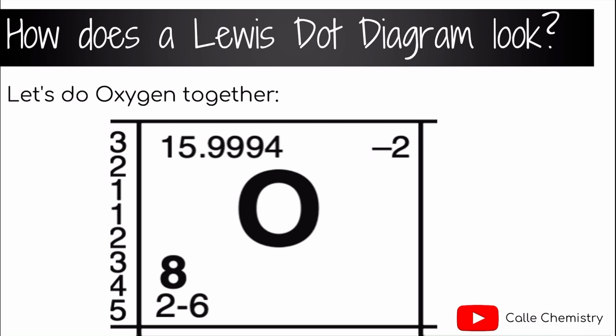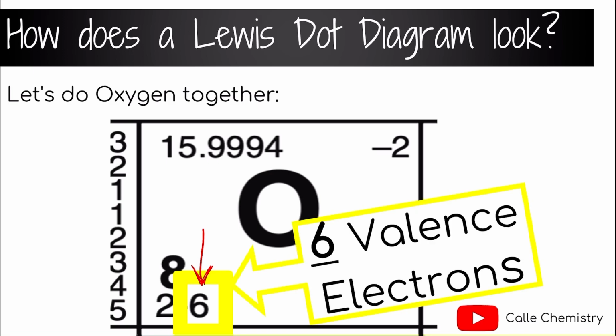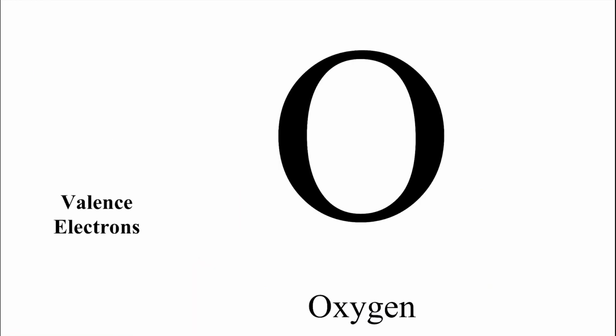Now, let's take an example from the periodic table and look at oxygen. How would this Lewis dot diagram look? Well, if we look at oxygen on the periodic table, we see it, and we gotta go to the last number of the electron configuration to know the number of valence electrons. Oxygen has 6 valence electrons. Now that means that oxygen is going to have 6 valence electrons around the symbol. We have the symbol here, and so we're going to draw 6 dots around it.